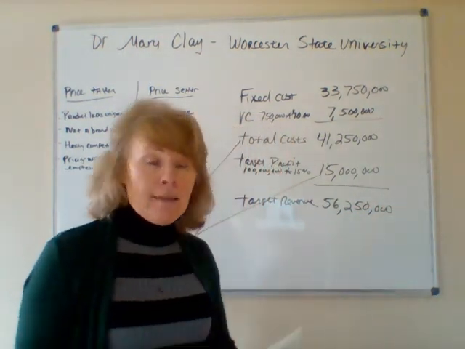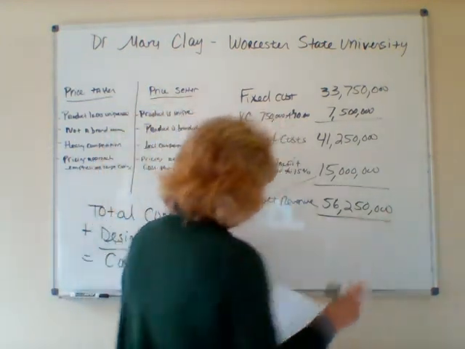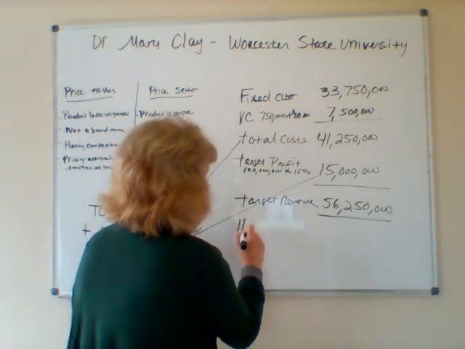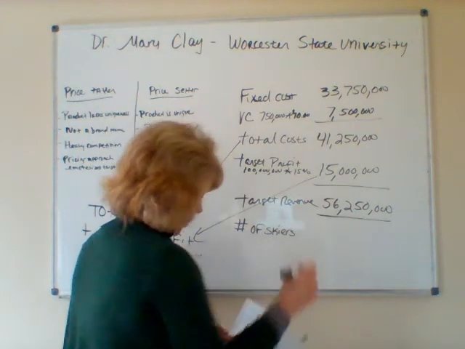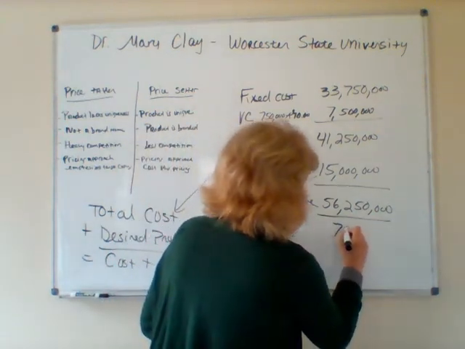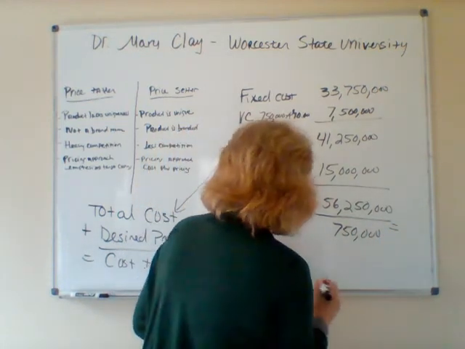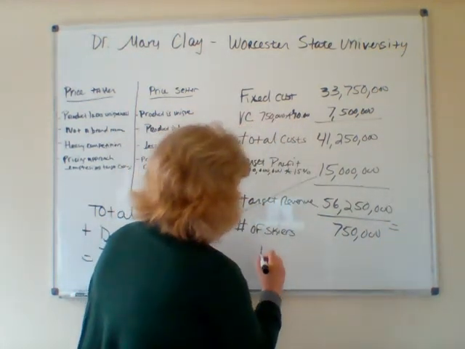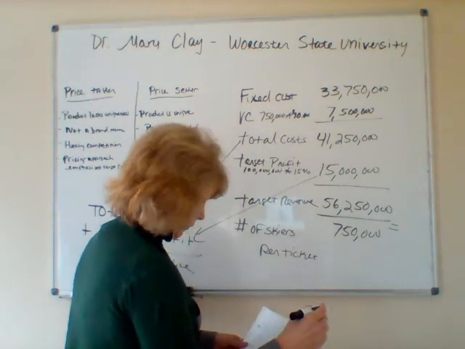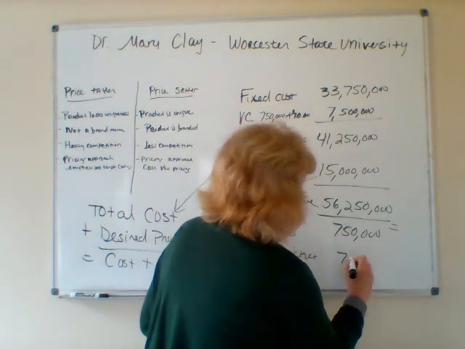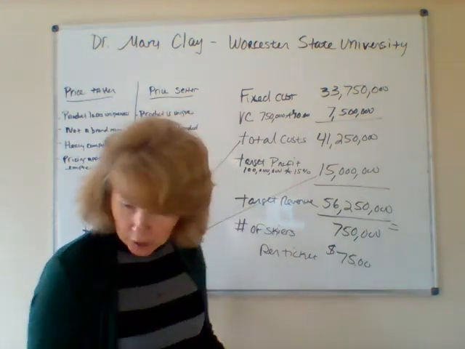Next, we're going to get what it costs per ticket. So we're going to take the target revenue and divide it by the number of skiers and snowboarders, which is 750,000. We divide that out, and that equals $75 per ticket. Okay, so $75 per ticket.